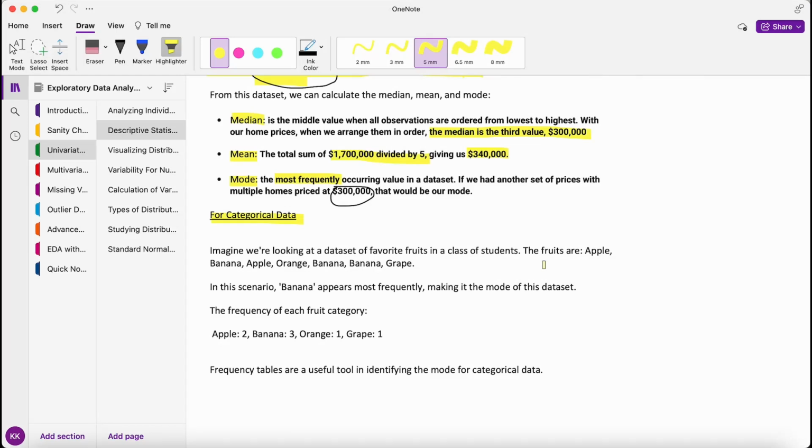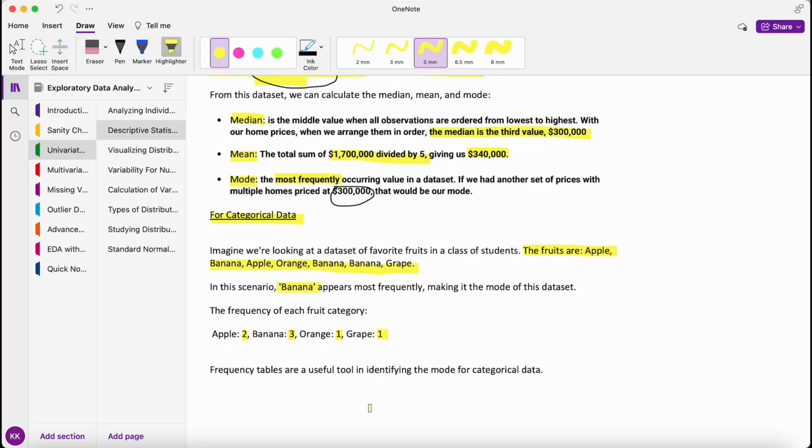Imagine we're looking at a dataset of favorite fruits in a class of students. The fruits are apple, banana, orange, banana, grape. In this scenario, banana appears most frequently, making it the mode of this dataset. The frequency of each fruit category, apple, 2, banana, 3, orange, 1, grape, 1, helps us determine this.